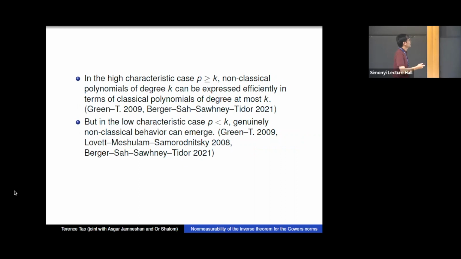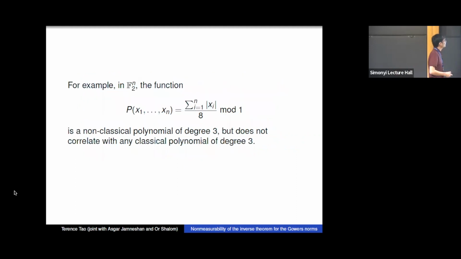I think I already mentioned this. In high characteristic, non-classical and classical polynomials are essentially the same. In low characteristic, they are not. So let me just give you one model example. Here is a non-classical cubic in F_2^n. You take a binary string of n zeros and ones, and you count how many ones there are. So you just sum all the absolute values, and you take that and divide by 8. That turns out to be a cubic polynomial in the non-classical sense. That's a direct computation: every monomial is cubic. This is a genuinely, strictly non-classical polynomial of degree 3, in that it doesn't look at all like a classical cubic polynomial. Every classical cubic polynomial has a negligible correlation with this guy.